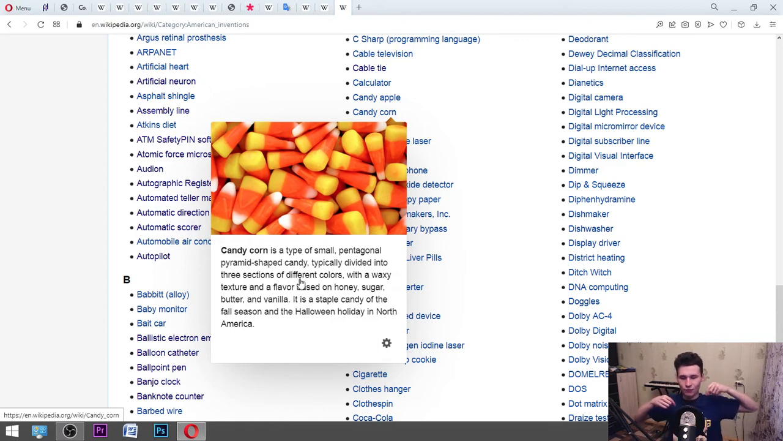Pentagon means like 1, 2, 3, 4, a quad on our base area, and then on the top of this we have the structure of vertices, I mean that five vertices we have. And with a waxy texture and a flavor based on honey, sugar, butter and vanilla. Wow, vanilla. Vanilla version of something. Okay, candy corn. We learned some picture.